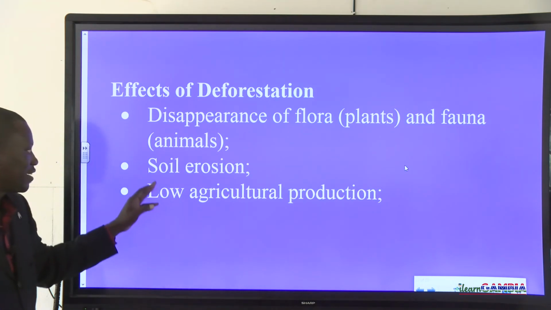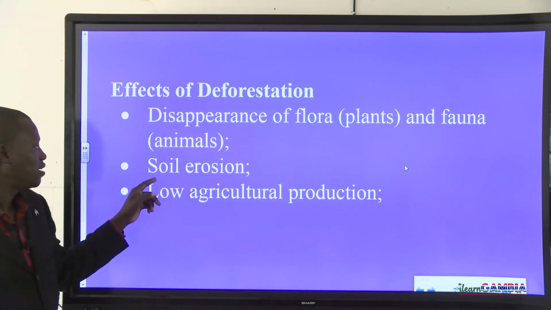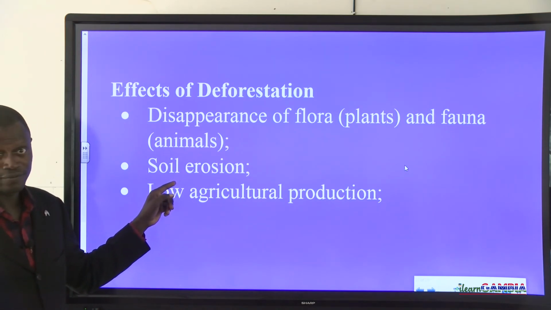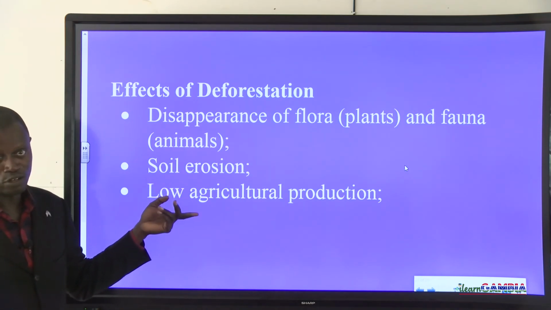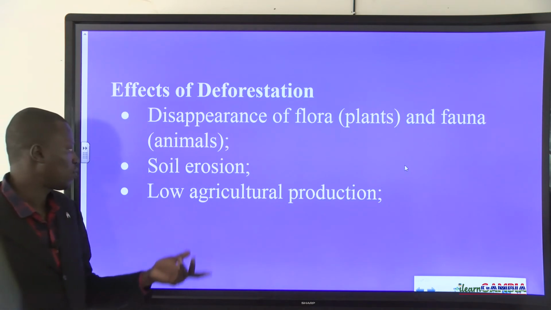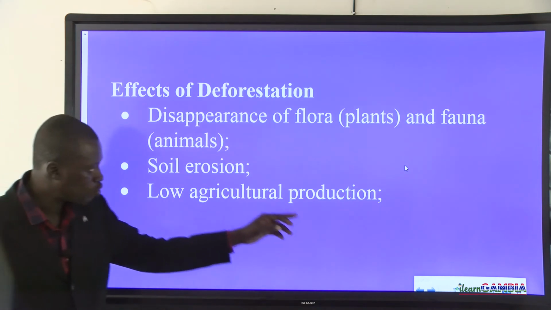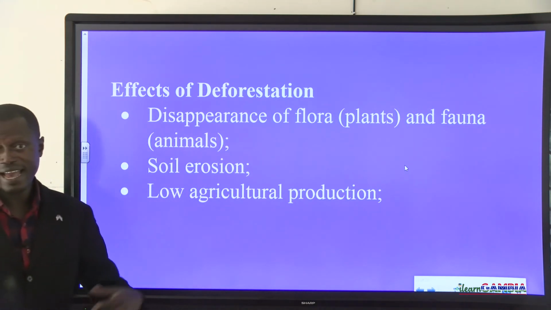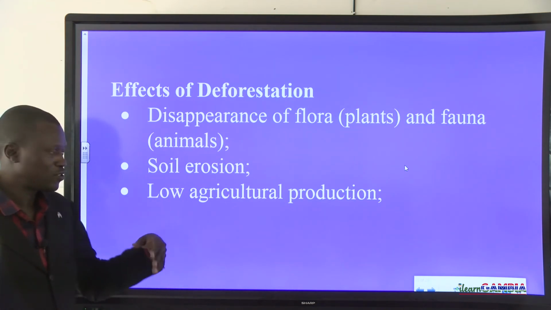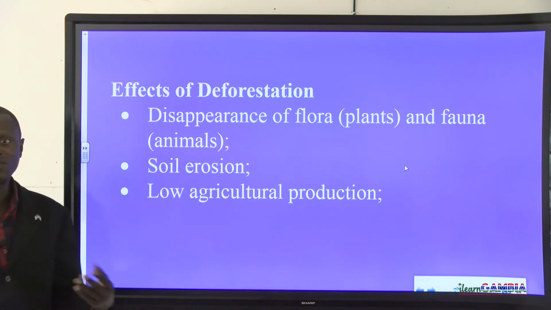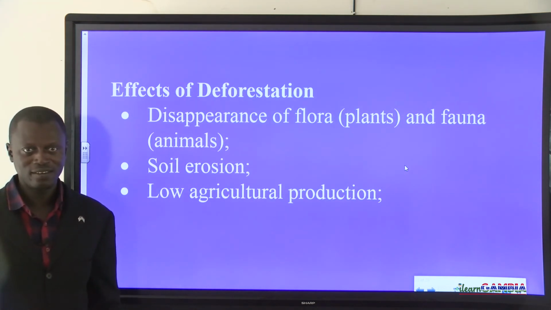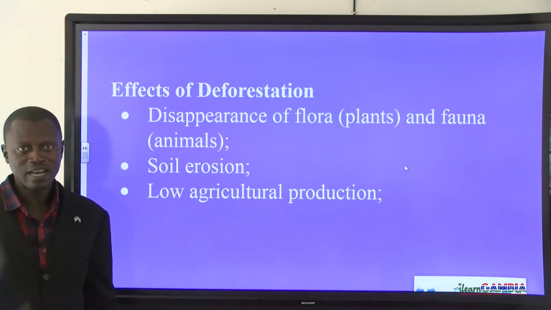And the moment the land is exposed, what is going to be the next result? Soil erosion will be serious in both the rainy season as well as in the dry season. Next is low agricultural production. Where there is deforestation, low agricultural production. In other words, low returns. There will be low profit at the end of the farming activities.